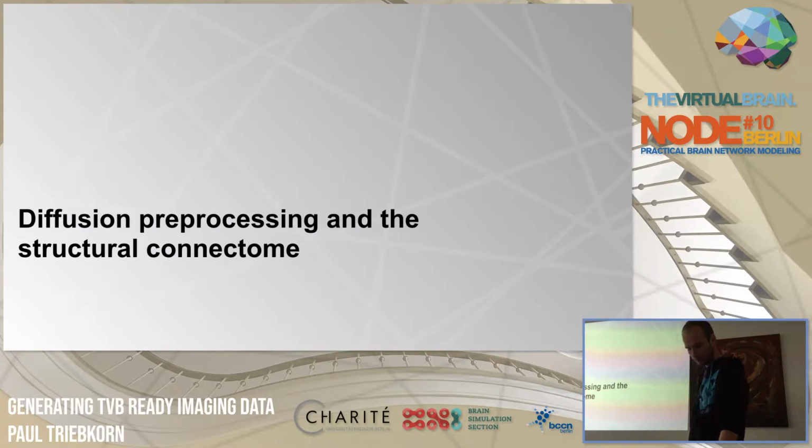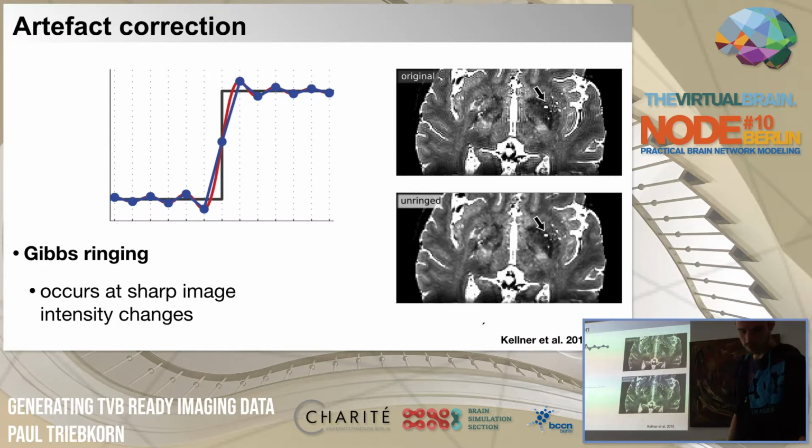The next step would be diffusion preprocessing. Again, we start with artifact correction. The artifacts are pretty light compared to the structural scans. We talked about this gradient nonlinearity, which is present here as well. We talked about bias field, which is present here as well, but other than that, the artifacts do not have such a huge impact.